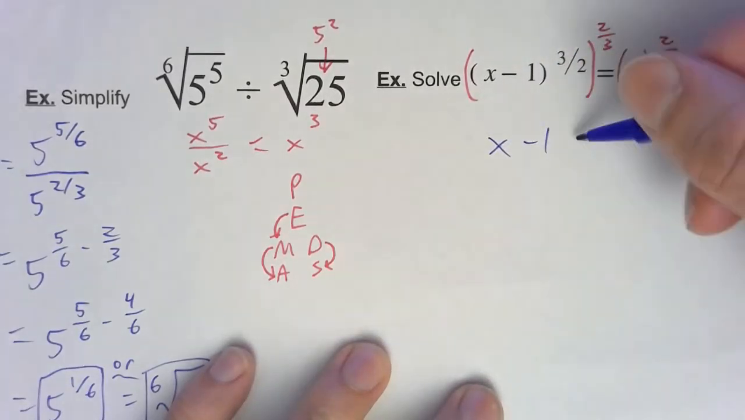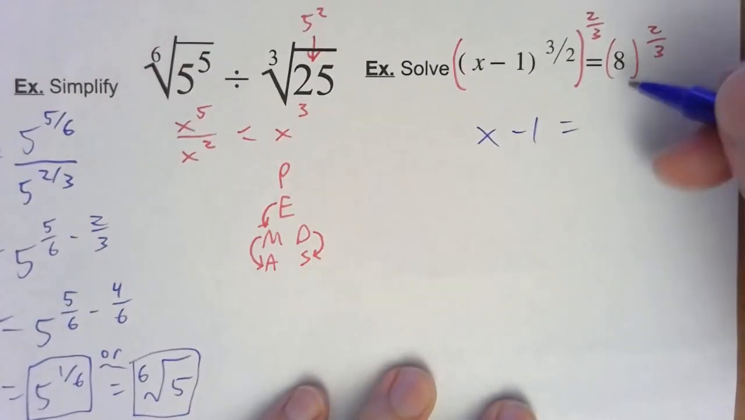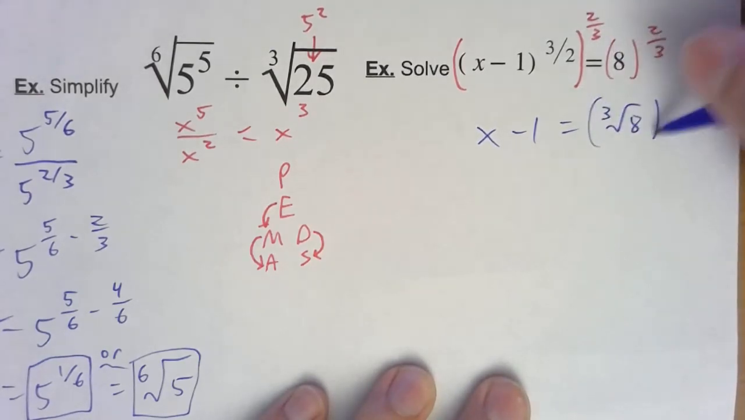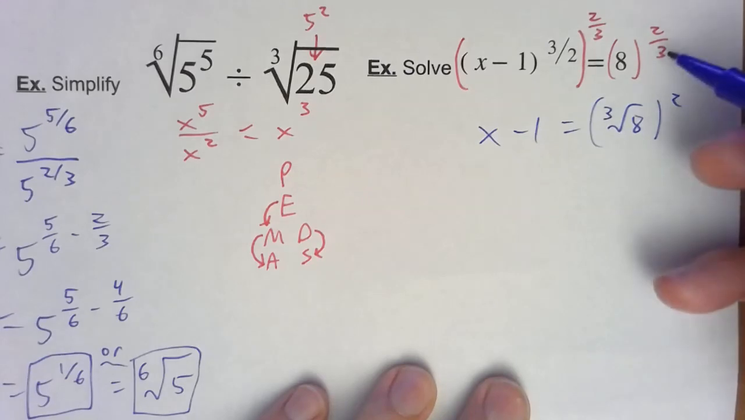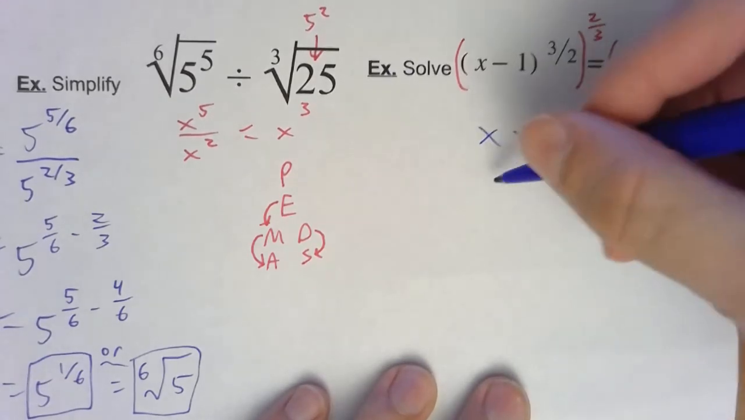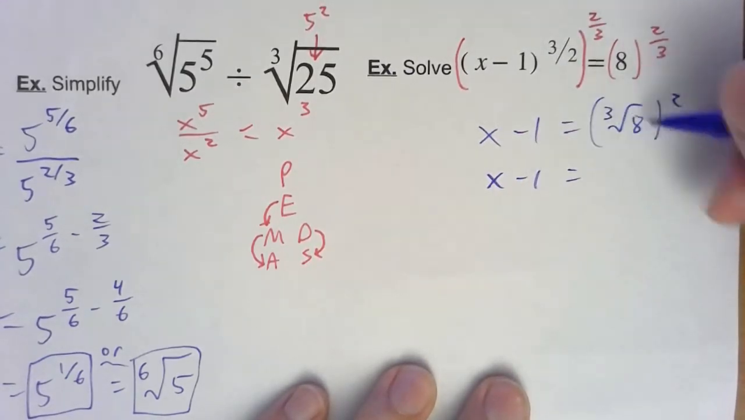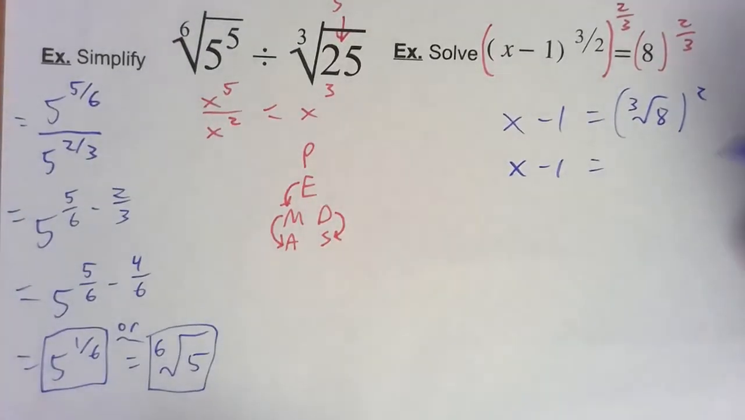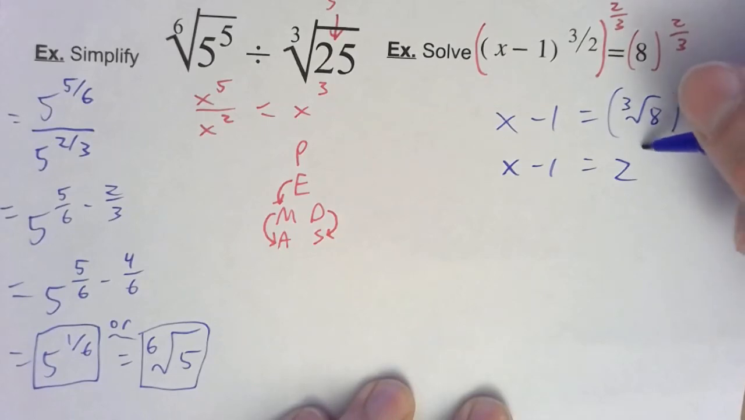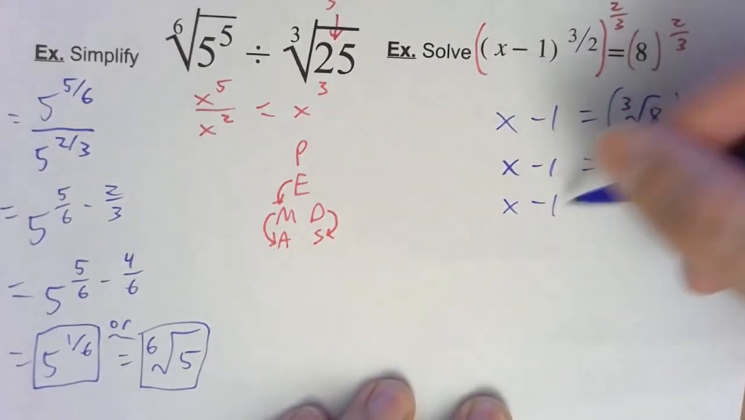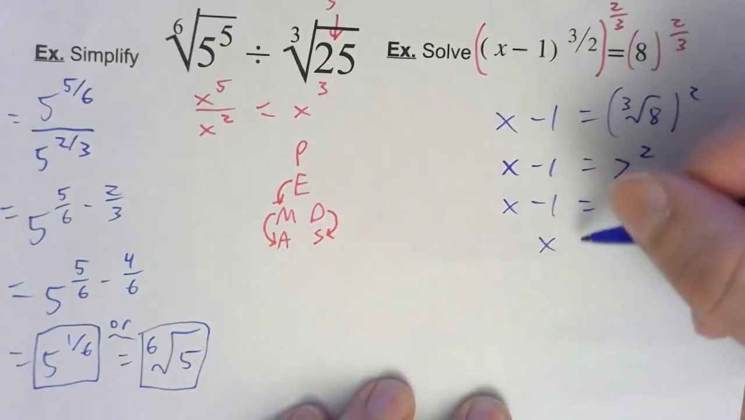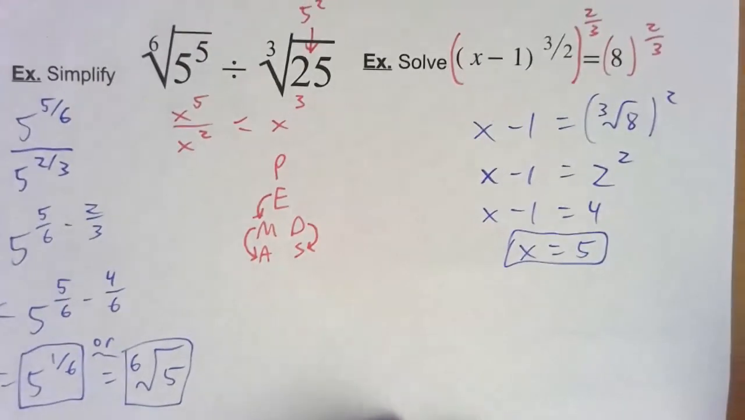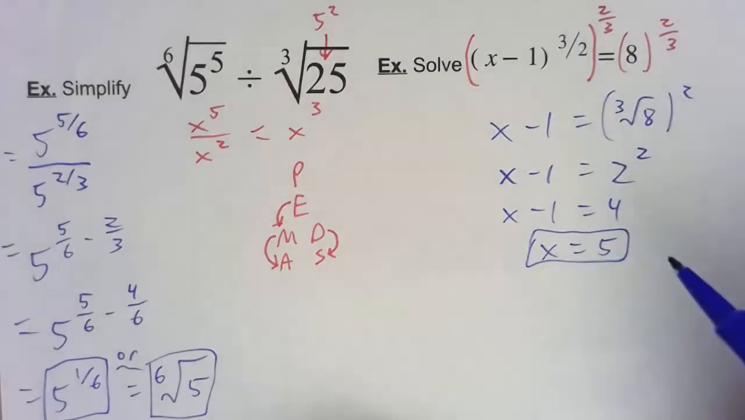So those exponents cancel out. So I've just got x minus 1 here. And then I've got 8 to the 2/3 there. So I want the cube root of 8 squared. Again, the bottom's the root, the top is the power. So x minus 1 equals cube root of 8. That's 2, because 2 times 2 times 2, 2 cubed would be 8. So then I've got 2 squared. So x minus 1 is 4. x equals 5. All right. So that's one way to do it, probably the quickest way.